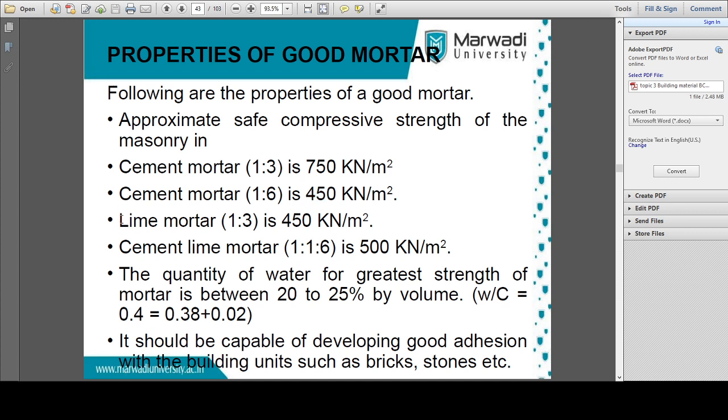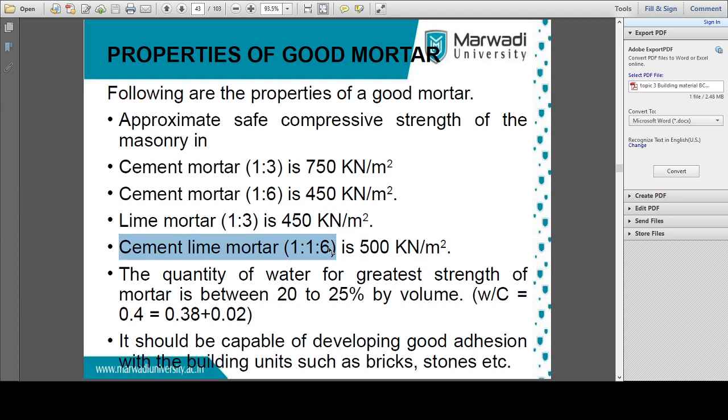And on another hand, if we go for lime mortar, the strength which we are obtaining in 1 is to 3 proportion is 450. So most probably nowadays this lime mortar has been replaced by cement mortar, right? Now if we are having combination of lime and cement in mortar, then the proportion which we are using is 1 is to 1 is to 6. So one proportion will be of cement, one will be of lime, and 6 will be of fine aggregate, that is sand. So the strength which we are obtaining in cement lime mortar is 500 kilonewton per meter square.